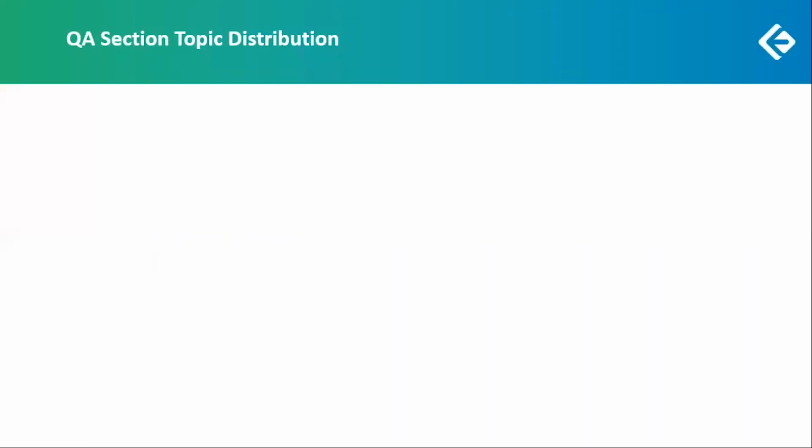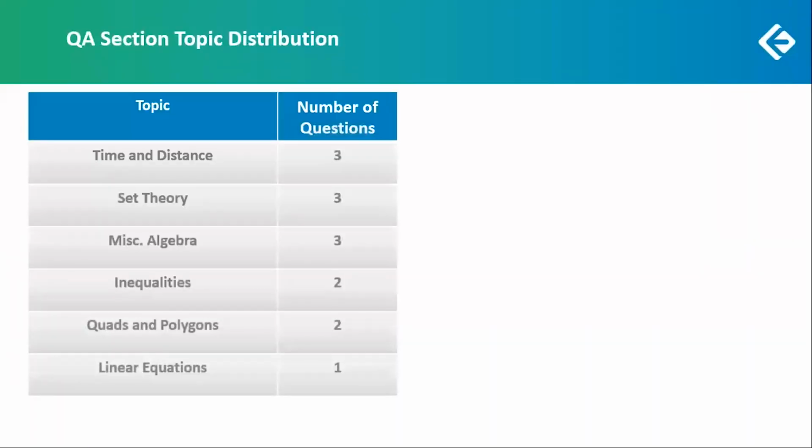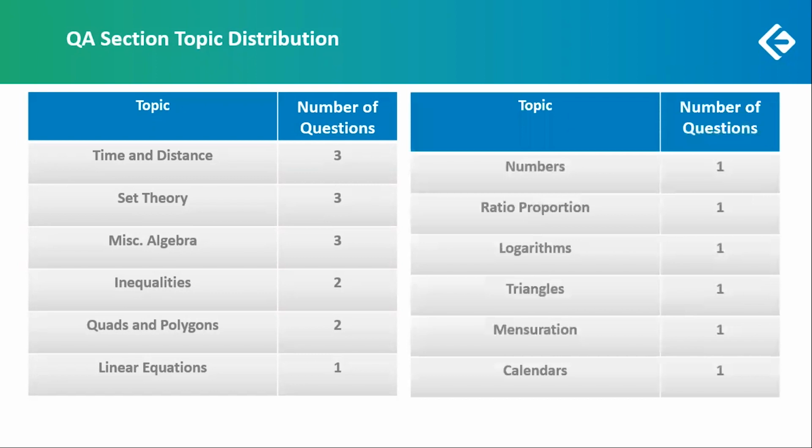So looking at topic distribution, there were three questions from each of time and distance, set theory and miscellaneous algebra, whereas two questions from inequalities and chords and polygons, and one question from each of linear equation, numbers, ratio proportion, logarithm, triangle, mensuration, and there was a question from calendar as well. So it was a small paper consisting of 20 questions only.